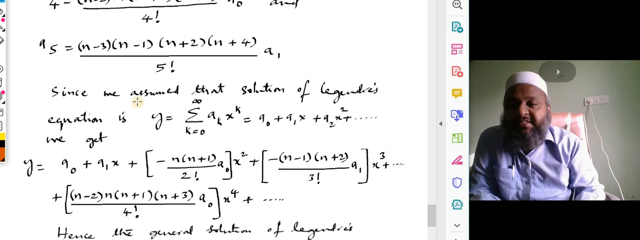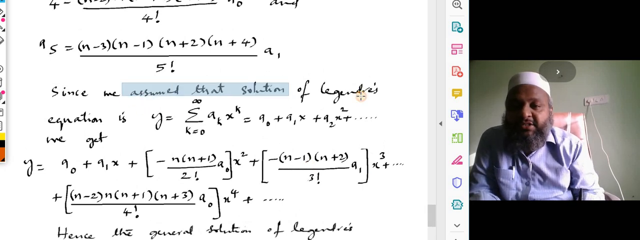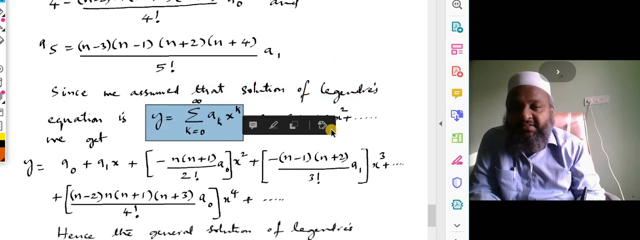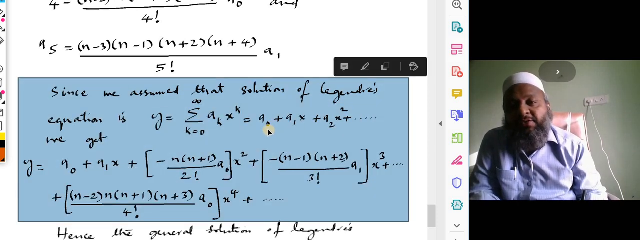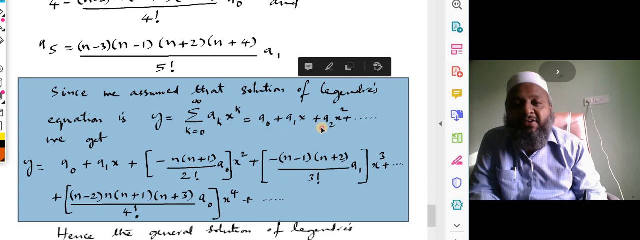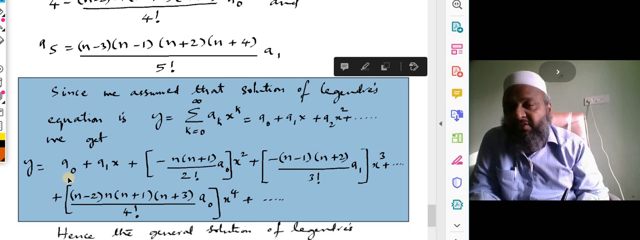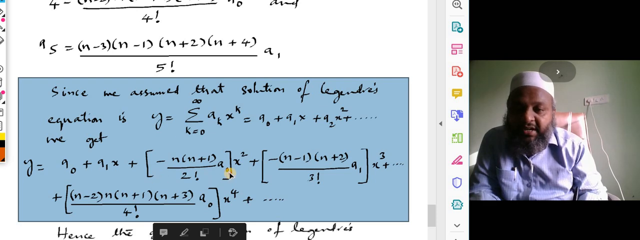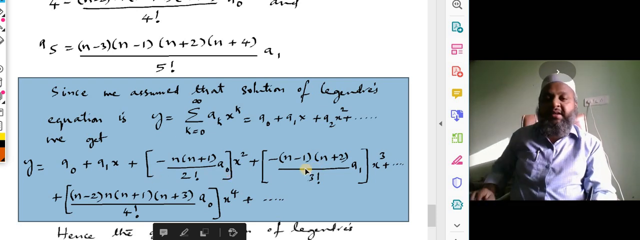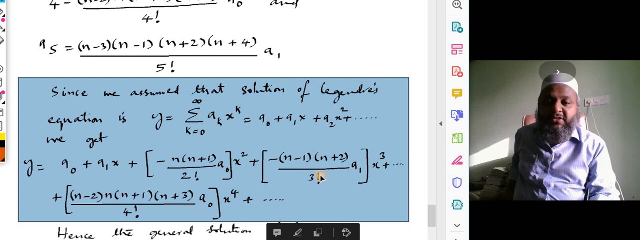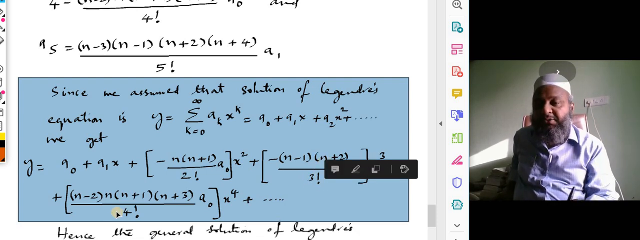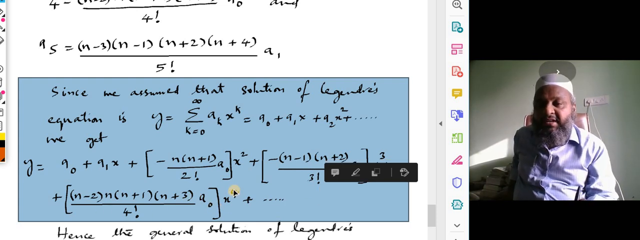So since we assumed that the solution of Legendre's equation is in this form, y is equal to this one, that expansion, what we need to do now, we need to substitute the value of a0, a1, a2. So y is equal to a0 plus a1x plus a2. a2 depends on a0, so I have written the value of a2. Next a3 depends on a1, so this much of a1 is a3. This is a3 x cube. Now this is a4, a4 x to the power 4.